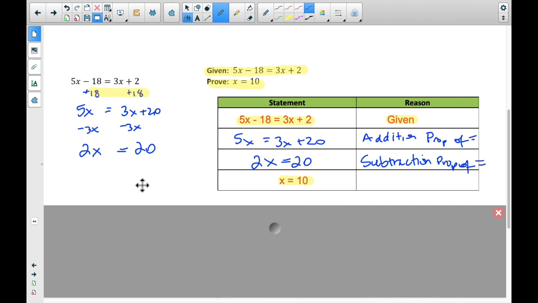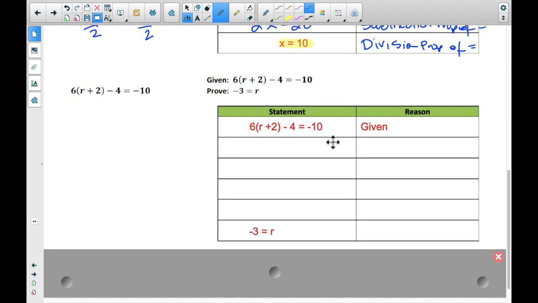How do I know x equals 10? Well, because I divided both sides. And if you divide both sides, that's called the division property of equality. So I basically just go through and solve equations like I've been doing all year long. But in the proof, I just have to say, why did you do that? And how did you know you could do that? Because I have a property for it.